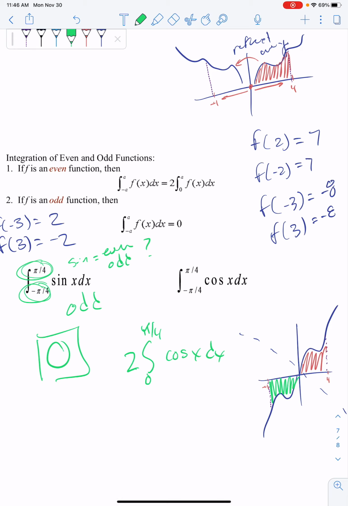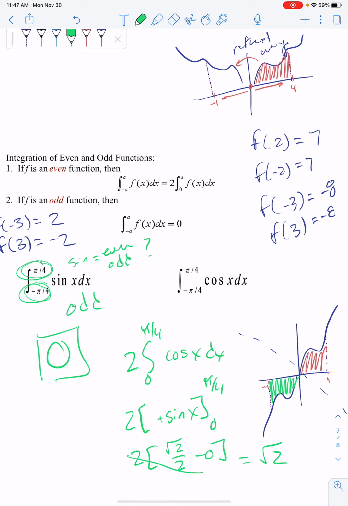So if I integrate cosine, then I get negative sine. Nope, I'm going backwards, so I get positive sine of x. But I've got to go from 0 to pi fourths. So I get 2 multiplied by, what, root 2 over 2 minus 0. So those are going to cancel, and I'm just going to end up with root 2 as my answer.